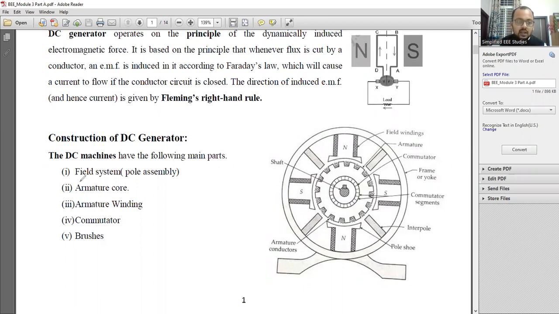So here you have to mark the field system, the whole assembly. What are the major subsystems of the field system? Then you have to mark the armature core. Then armature winding also you can mark. Later the commutator. Why is the commutator required? That you know, right? Commutator is also known as mechanical rectifier. Then brushes: to collect the current, we are using brushes. So these are all the things you need to highlight in your answer book.